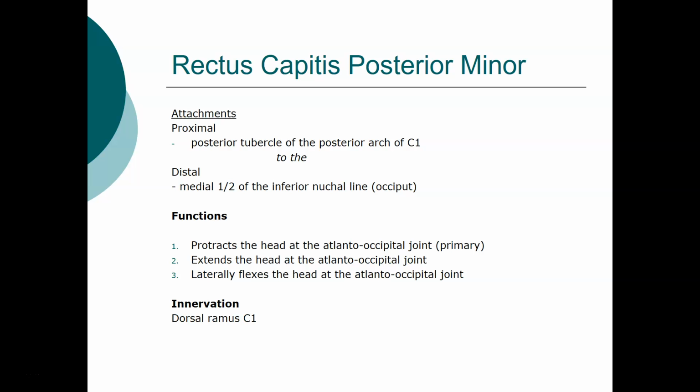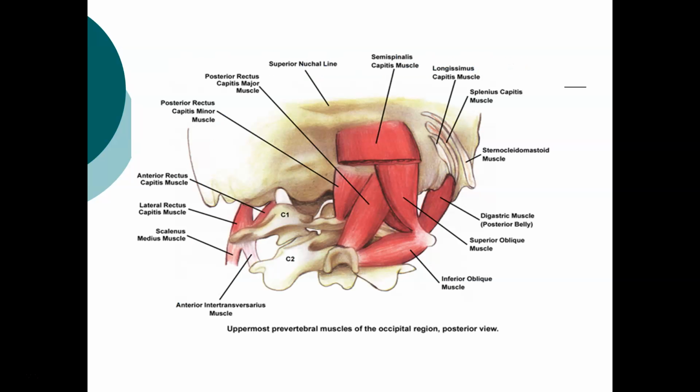It helps protract the head at the atlanto-occipital joint, which is considered its primary movement. It does extend the head at the atlanto-occipital joint when working unilaterally or bilaterally. It does somewhat laterally flex the head at the atlanto-occipital joint. And as I said, dorsal ramus C1 is its innervation. So we can see it here is the minor. So major arose from the spinous process of C2 to the lateral aspect of the inferior nuchal line. Minor, rectus capitis posterior minor, arises from the tubercle on the posterior part of C1 and attaches to the medial part of the inferior nuchal line.